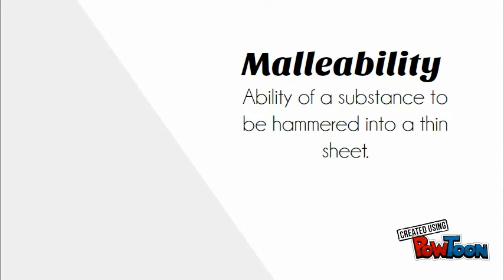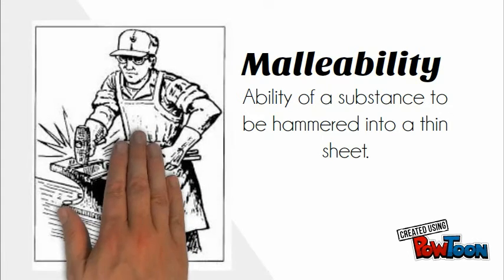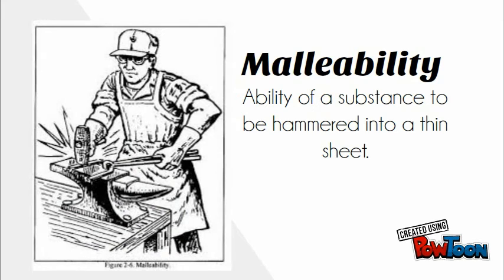Another physical property is called malleability, and that's the ability of a material to be hammered into thin sheets. Metals have a high luster. Some metals have a high malleability. An example would be aluminum, which can be hammered into thin sheets for aluminum foil.